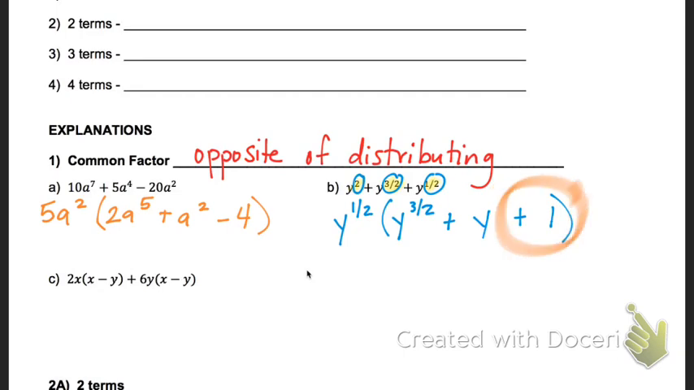Wait, so 1/2 plus 3/2 is 2? It's like 4/2, which is just 2. Okay. I was thinking that you said 1, and I was like, I think I got the wrong answer.